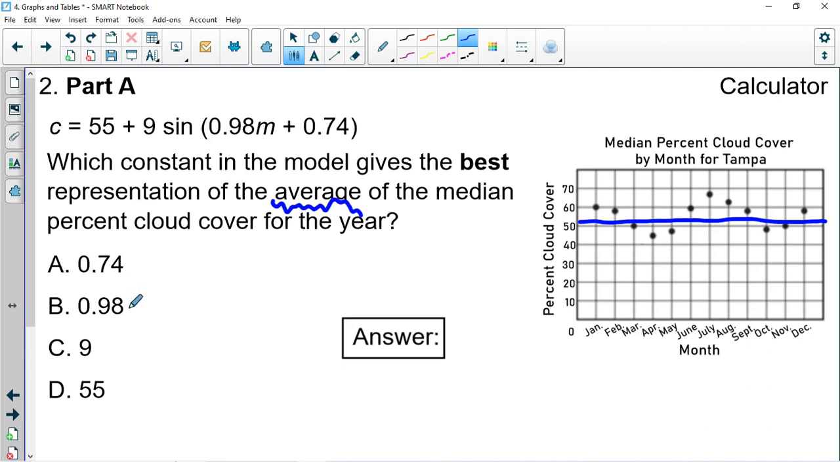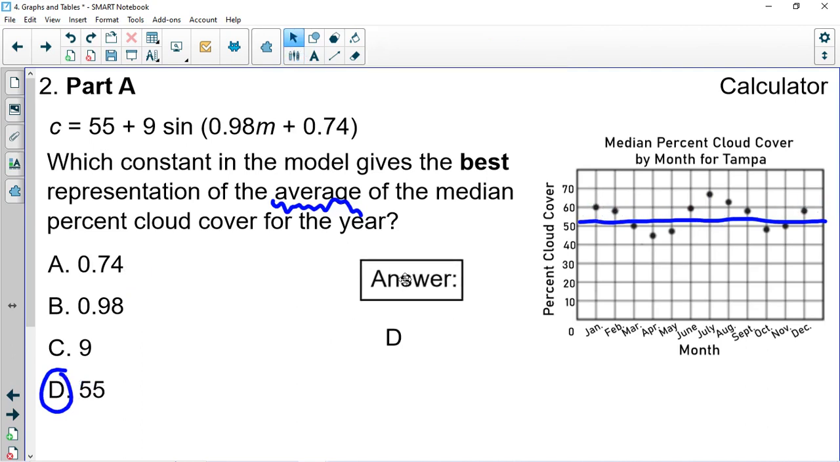0.74, no. 0.98, no. 9, no. Yeah, it's got to be 55. This is the only number in the choices that makes any sort of sense for the average of this graph. And yeah, we got it correct. So here we didn't even need this confusing equation. All we had to do was to be able to look at this graph and understand what it was telling us.